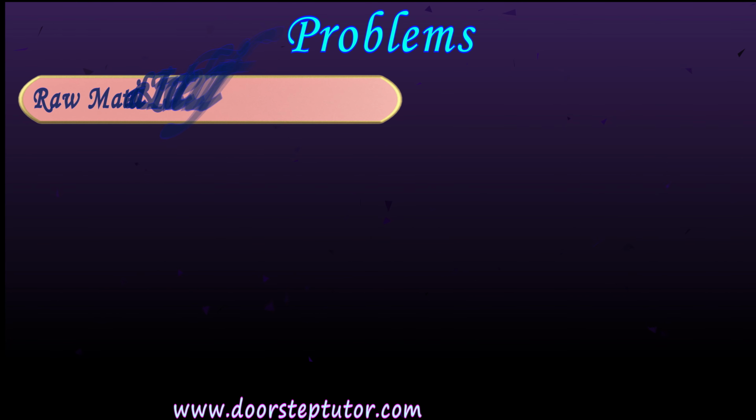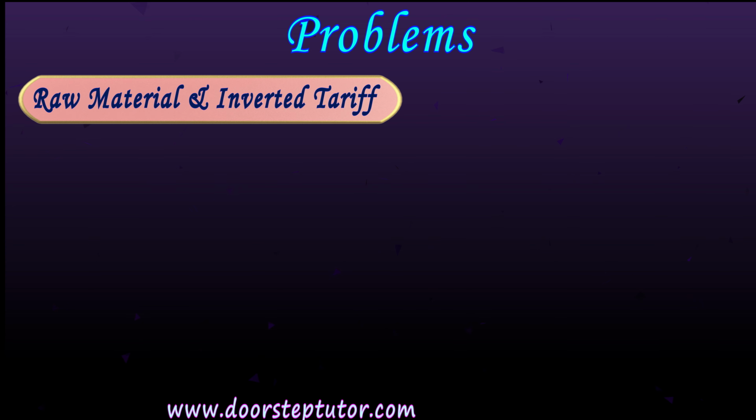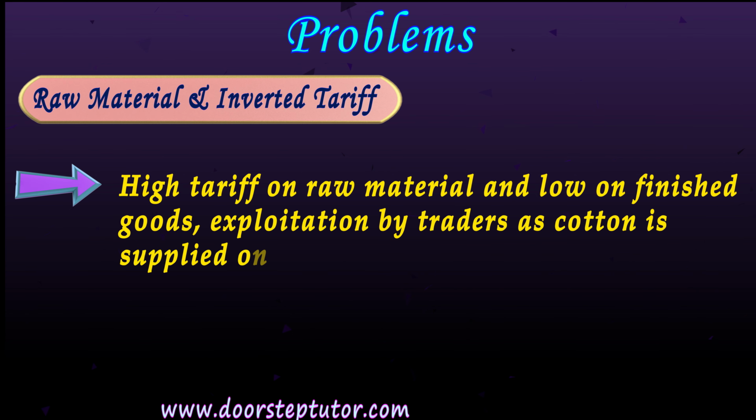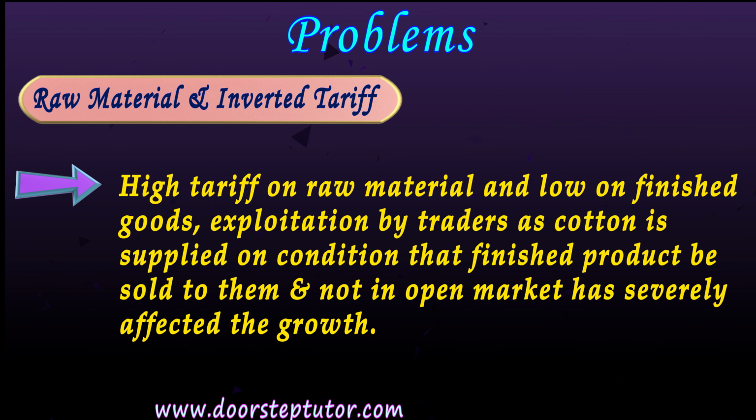The raw material and the inverted tariff issue. Now what is this? So high tariff on raw material is there, but low on finished goods. Thus this impacts the exports. Second is exploitation by traders, as cotton is supplied on a condition that finished products be sold to them and not directly in the open market or not directly exported. Now this happens in most of the cases. It is not that it always happens, but most of the traders do such type of exploitation which directly affects the profitability of the small scale manufacturers.